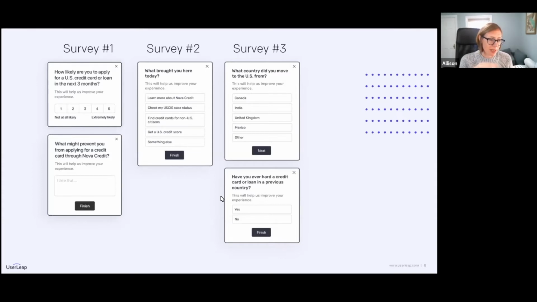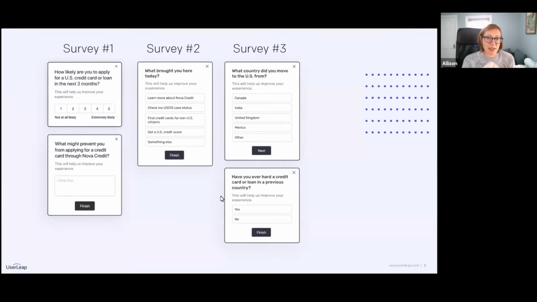And so again, we learned from this survey that by and large, people were coming from the right countries and did have credit in their home country. So they really were the right audience, the people that Nova Credit wanted to serve, and they still weren't converting at the rate Nova was looking for.